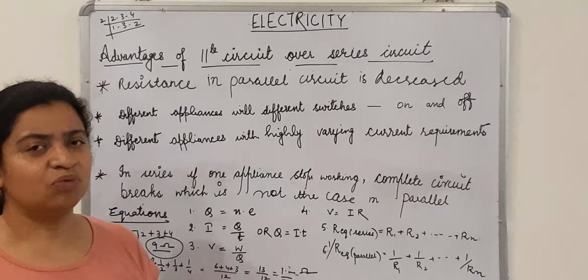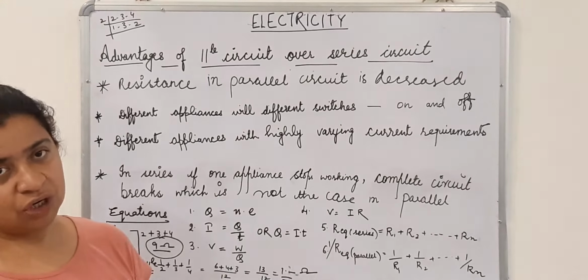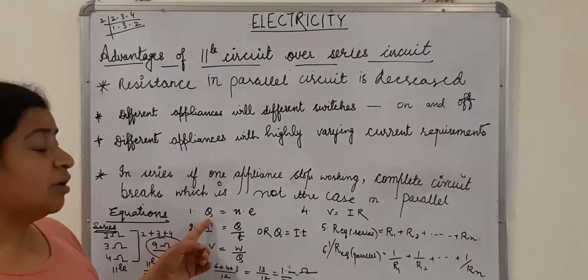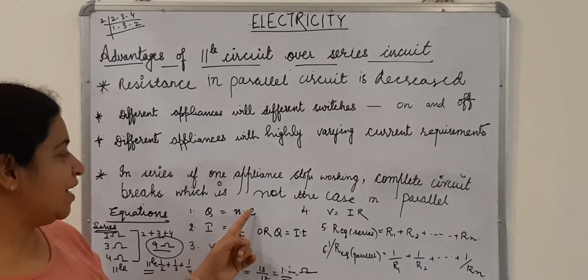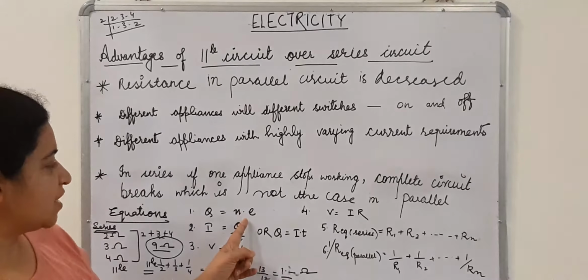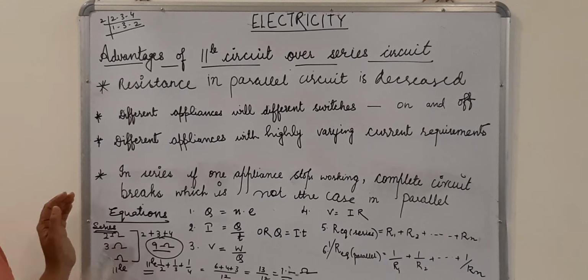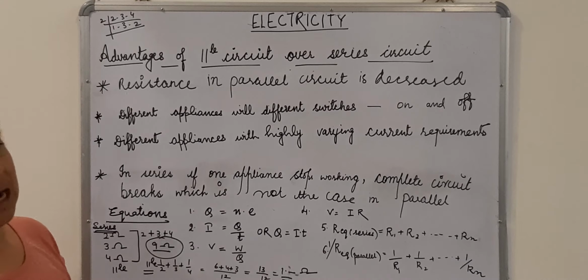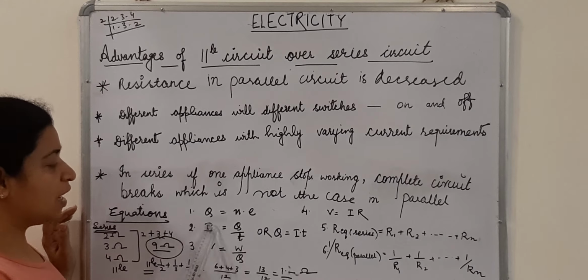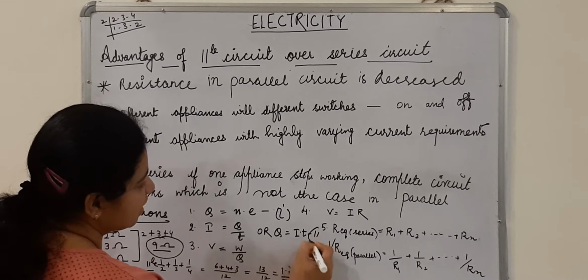The first equation we talked about was how to calculate the charge. Q is the charge, and we can calculate it by the equation Q = N into E. N is the number of electrons, and E is the charge on one electron. With this equation, we can find out the amount of charge. Second, I symbolizes current. If I am given the charge and the time, I can find the value of I, that is, I is equal to Q upon T, or Q is equal to I into T. So for Q, I can use this equation also.